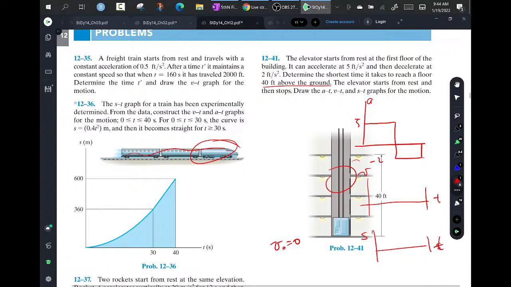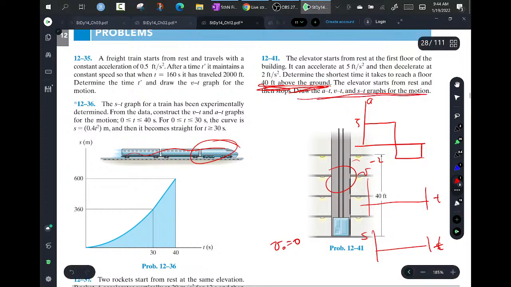And you want to basically look at that 40 foot above the ground thing. So it always starts from us, draw the 3 diagrams. Of course, this one, and this one. And based upon that, you can figure out information.